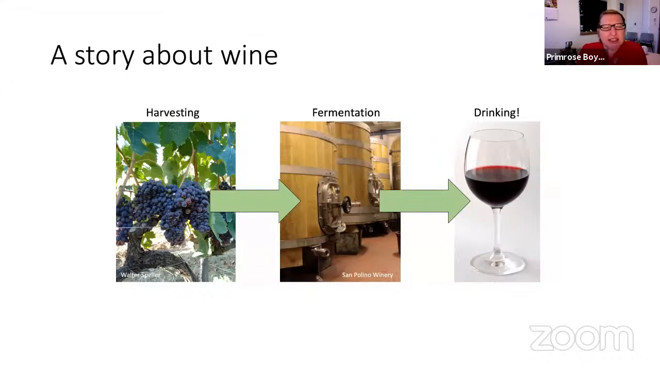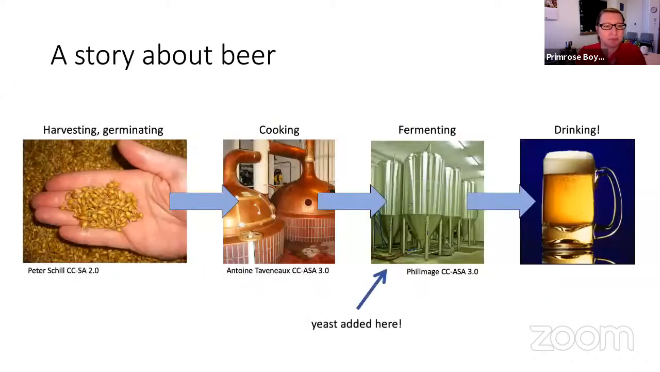So this is the story about wine. This is where the yeast comes from in wine. It just comes from the natural environment. All of these yeasts live out in the natural environment in the winery and in the vineyard. But the wine itself will select for the yeast that is well suited to making a lot of alcohol and tolerating a lot of alcohol. So that's a story about wine.